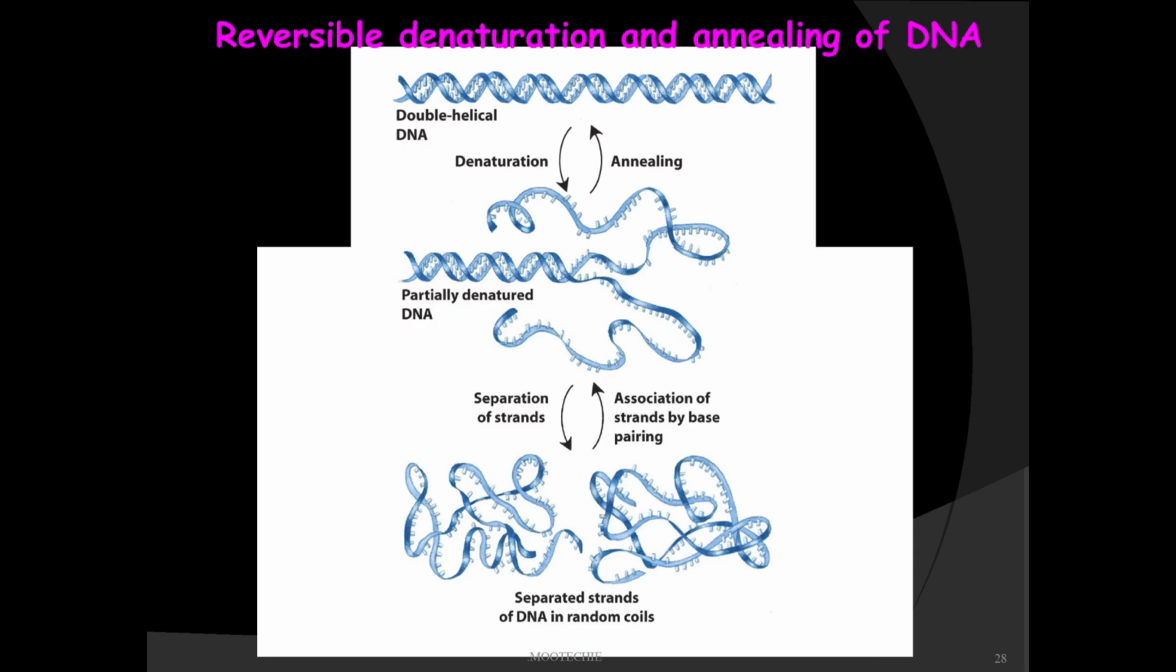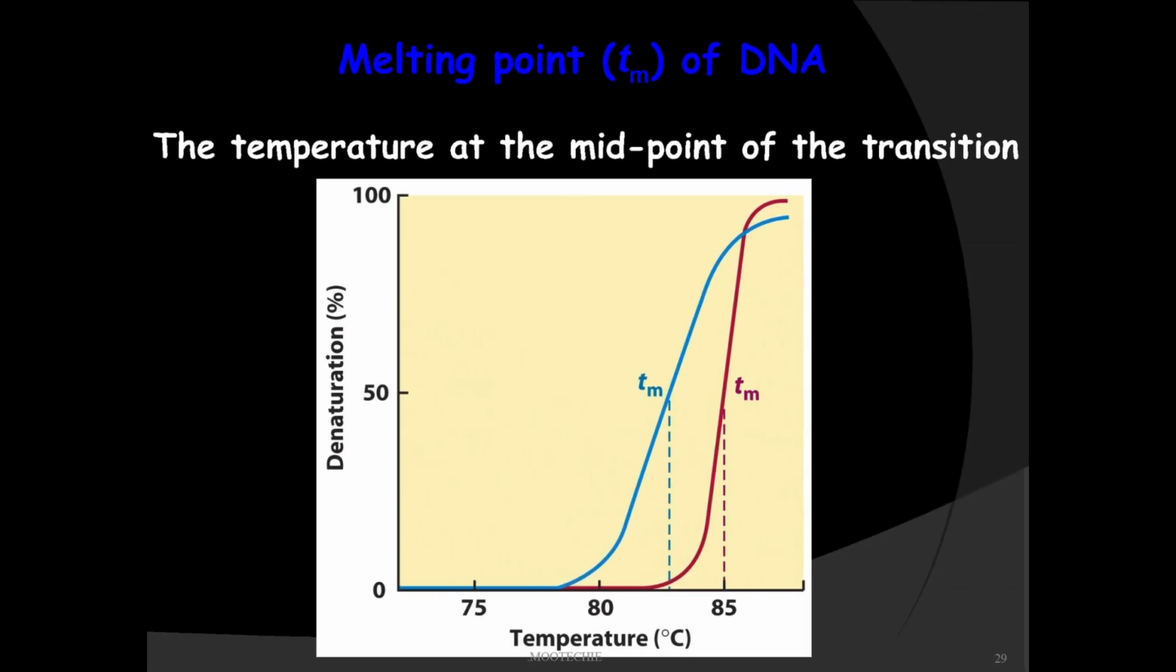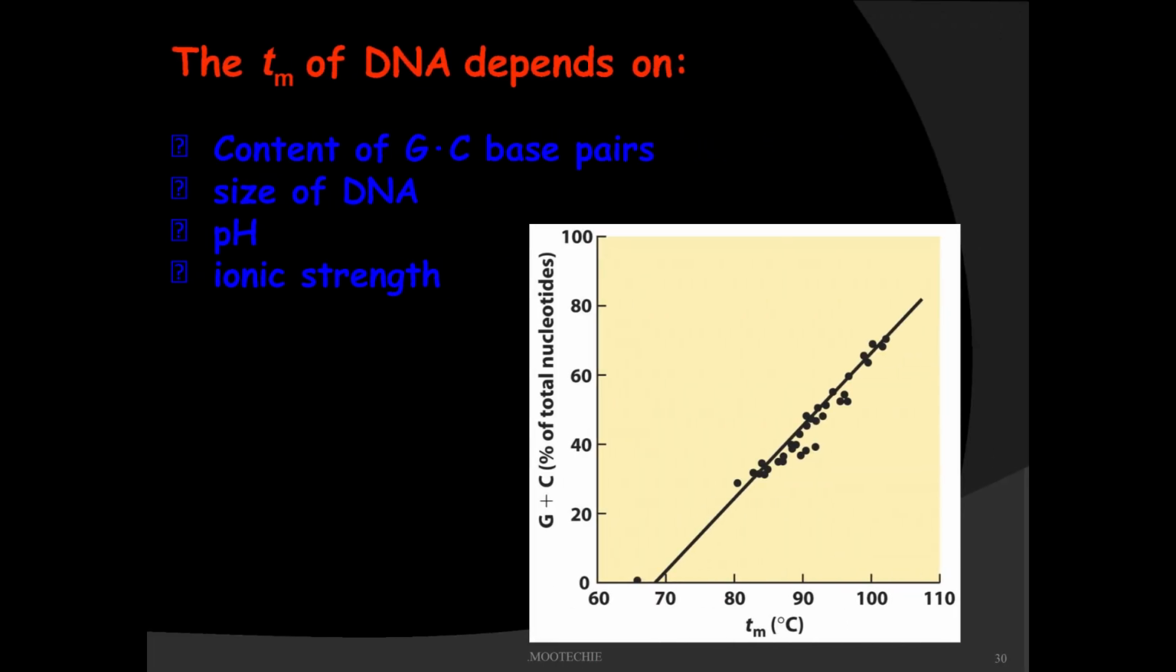A key concept here is the melting point, or T_M, of DNA. This is the temperature at the midpoint of the transition from double-stranded to single-stranded. On a graph, you would see a sigmoidal curve with the T_M right at the 50% denaturation point. So what does the T_M of DNA depend on? It depends heavily on the content of G and C base pairs. Since GC pairs have 3 hydrogen bonds, DNA with more GC content has a higher melting point. A graph shows this clear positive relationship. As the percentage of G plus C increases, the T_M also increases. It also depends on the size of the DNA molecule, the pH, and the ionic strength of the solution.